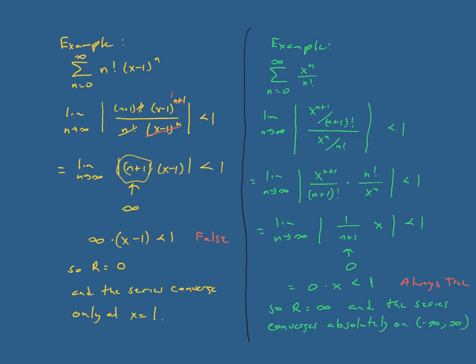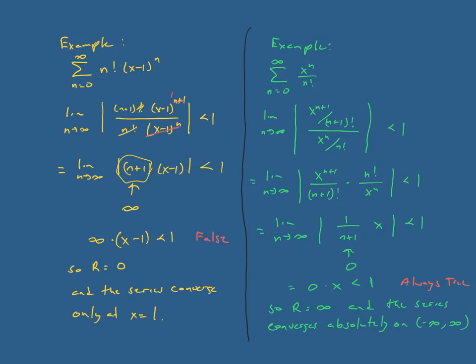And to say that's less than 1, that is false, because no matter what x is, we're never going to get below 1. It doesn't matter how close x is to 1. If I multiply it by bigger and bigger and bigger numbers, I am going to go off to infinity. So this thing right here is not less than 1. This is a false statement. This will never be less than 1. So therefore, my radius of convergence in this case is 0. And this particular power series will only converge at our center point at x equals 1.